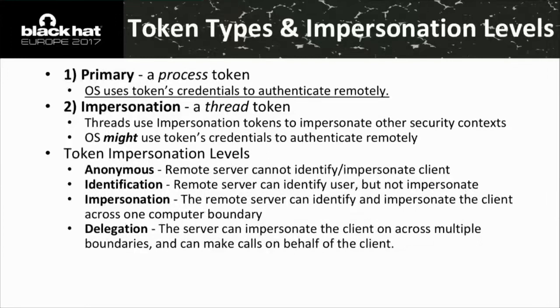And then within the subcategory of impersonation, there are 4 different impersonation levels. From the top is anonymous all the way down to delegation. I'll let you take a look at that. But generally from the top, it's the most restrictive, and the bottom is the least restrictive. So delegation would allow that access token to pass its information to another system.